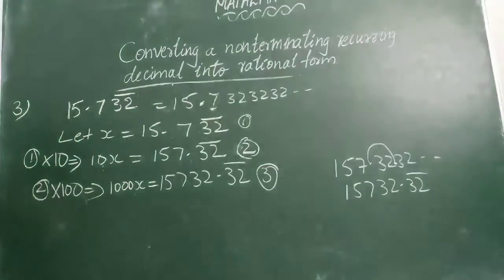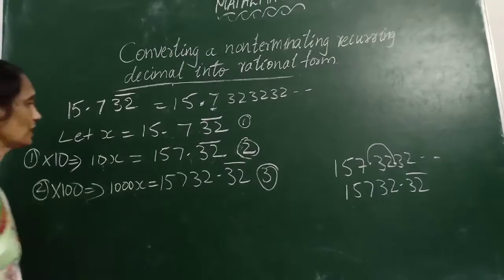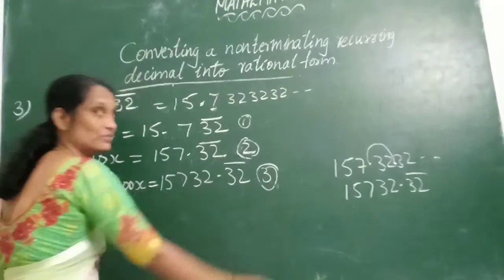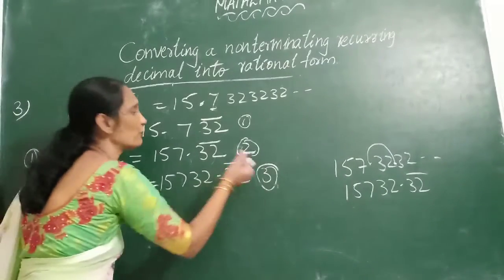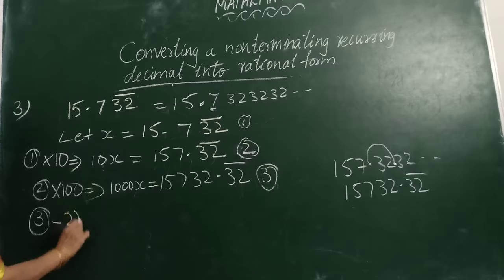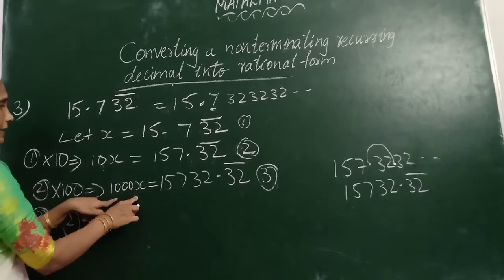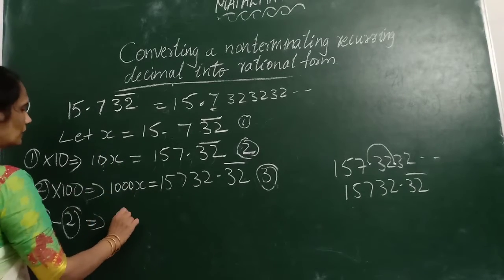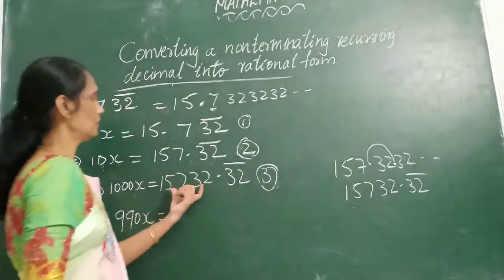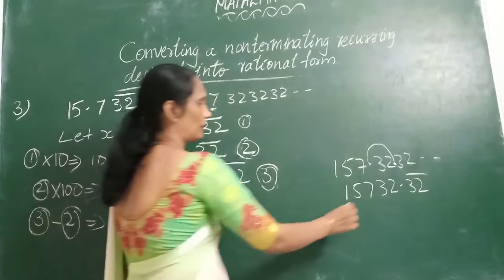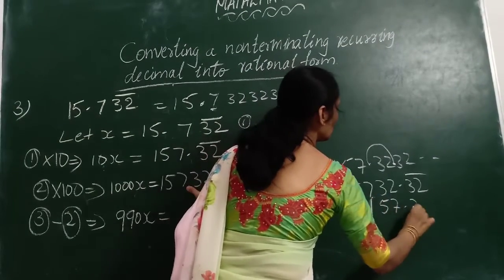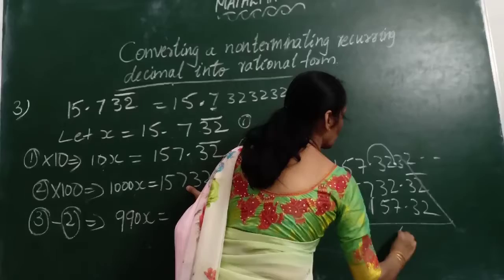Okay, now what should we do? We have to subtract 2 from 3. Not 1 from 2 or 1 from 3. We have to subtract 2 from 3. Subtract 2 from 3 implies 1000x minus 10x, what is that? 990x, equal to 15,732 minus 157. The decimals cancel, and the answer is 5.